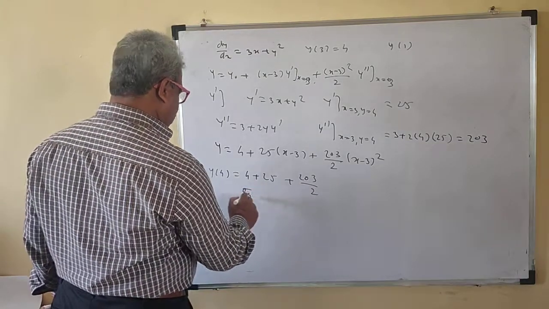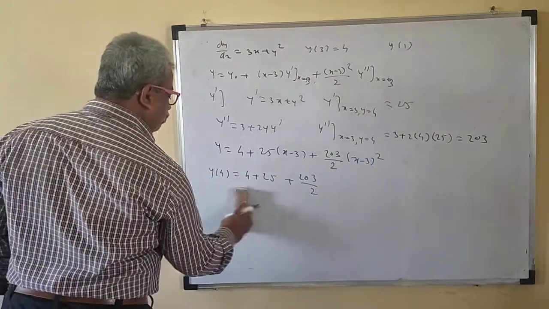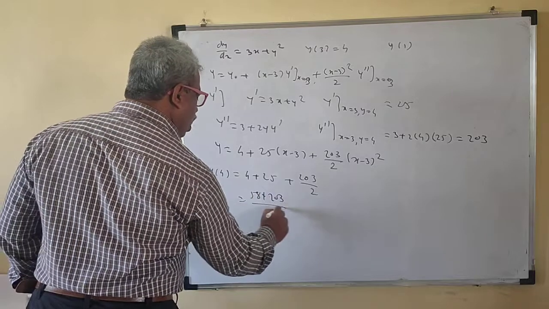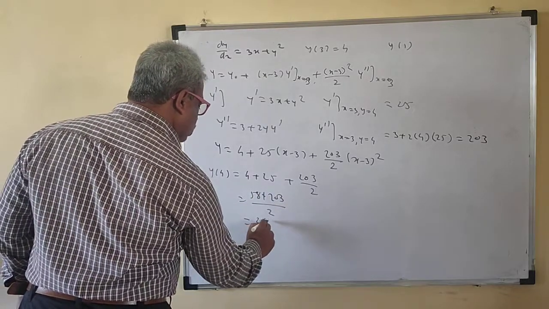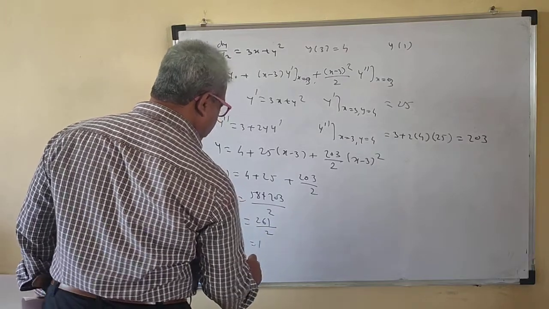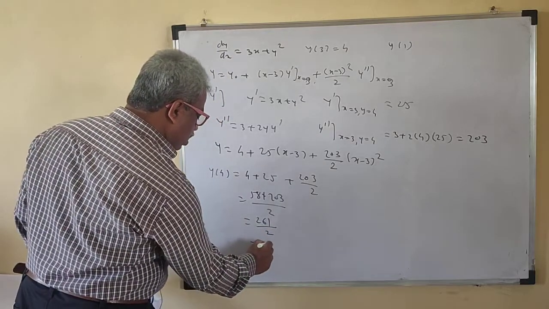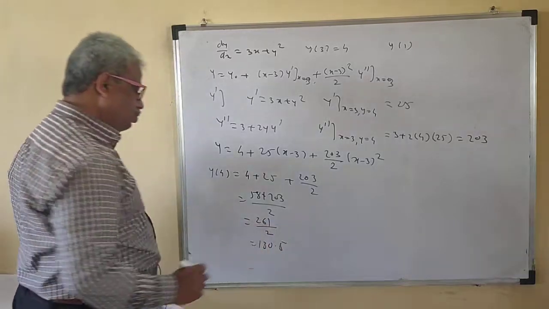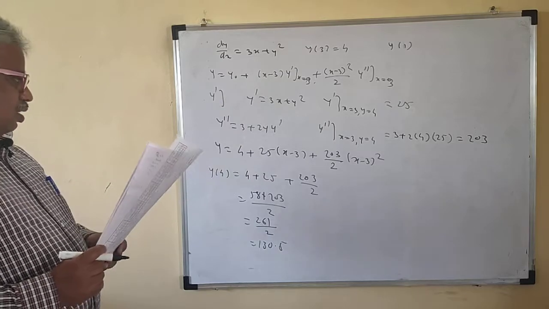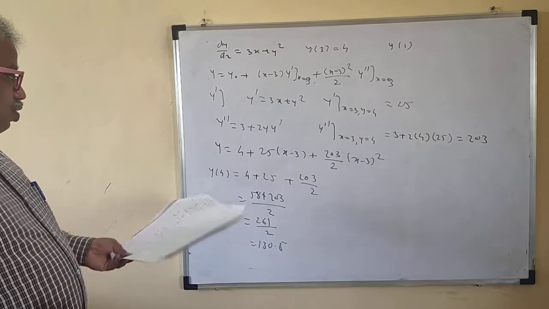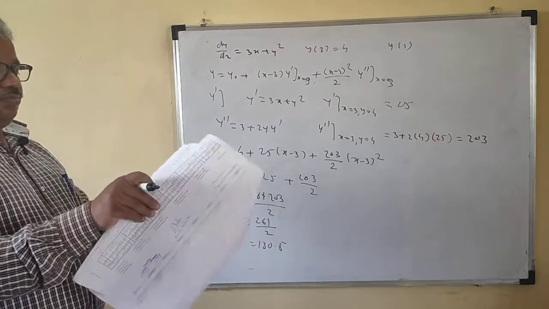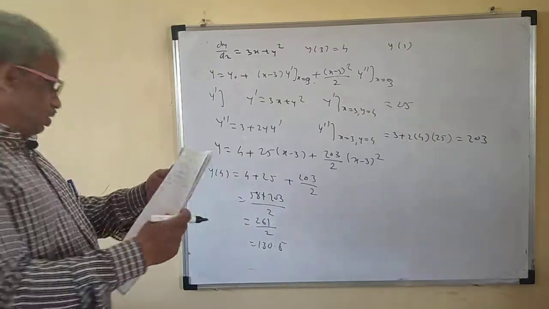So that means this is 58. So this is 58 plus 203 upon 2. So this is what? 261. 261 upon 2. Then this is 1305. 1305 will be the required answer. Okay. So I hope that you can do any problems on the Taylor series now.